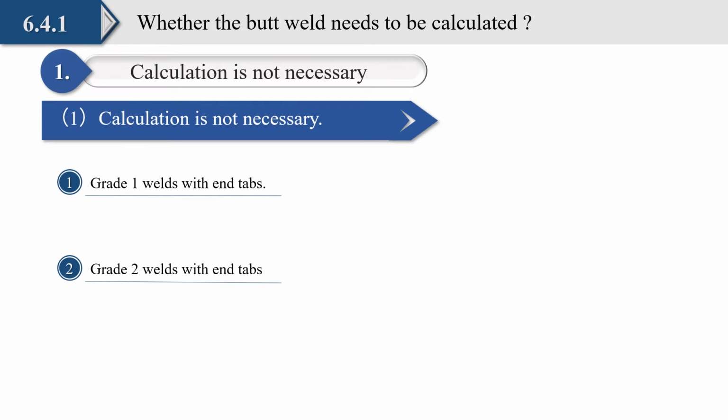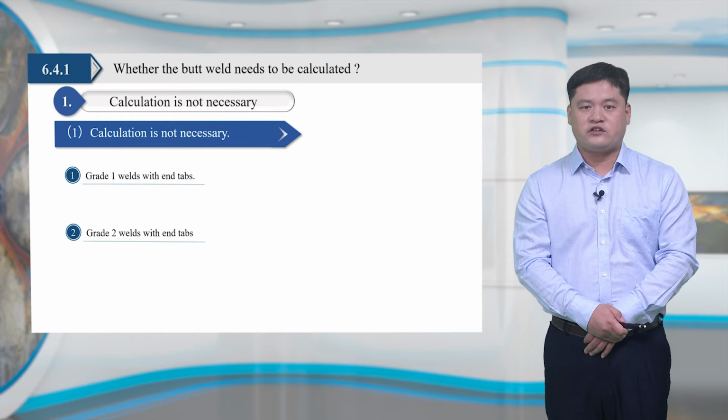According to the steel structure code in China, end taps should be used for important structure, and when the weld quality satisfies the grade 1 and grade 2 requirements, it is not necessary to calculate the bearing capacity of butt weld. When calculating the tensile strength of grade 3 butt weld, the design value of tensile strength takes 85% of that of the base material.